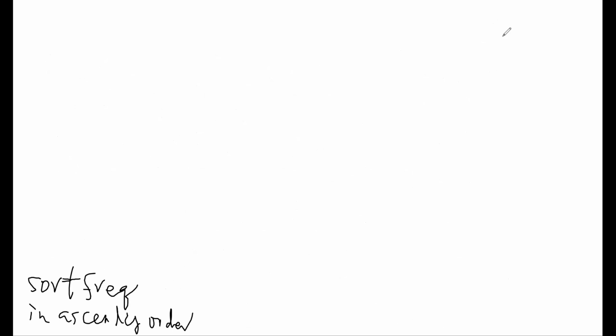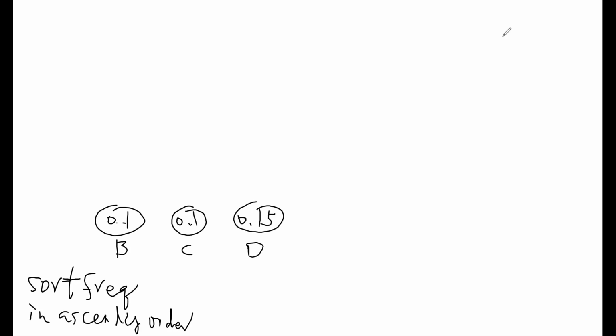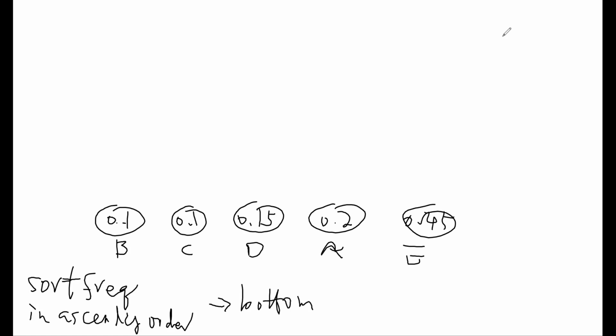Okay, so what we are going to do is I have B over here, it appears 0.1. And then I have C, it appears 0.1. And then I have D, D appears 0.15. Then I have A, A appears 0.2. And then I have E, E's occurrence is 0.45. I arrange them in ascending order, and then I'm going to do bottom-up building of the tree.